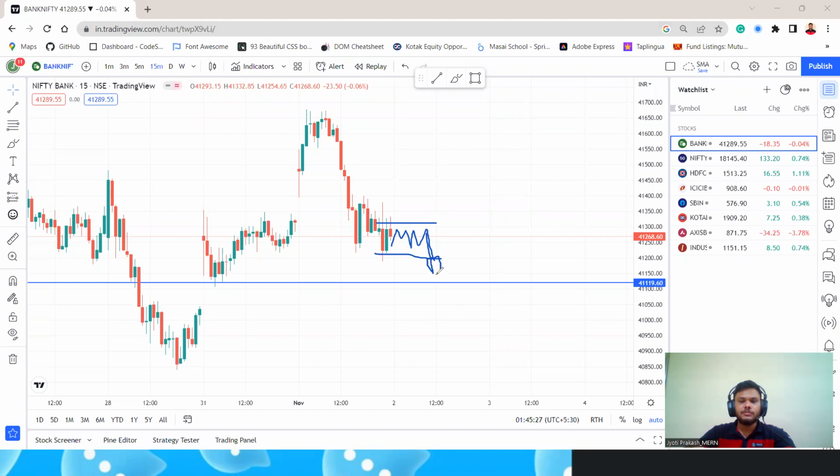Okay, and for tomorrow, if it opens around 41,000 or in between 41,200 or 300, and if it closes below 41,150, then you're going to take it for selling, and your first target will be the 41,000 round level, and you can set your next target to 41,800 to 850.